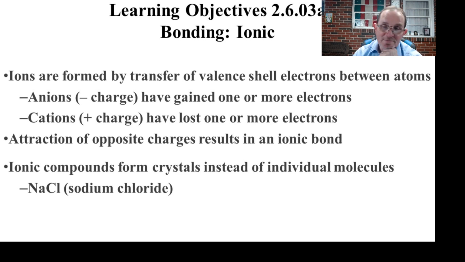If you look right here, we have names for these guys. Anions are negatively charged atoms. These guys are called ions. That's why they're called ionic bonds, right? The positive charge has the name of cations.